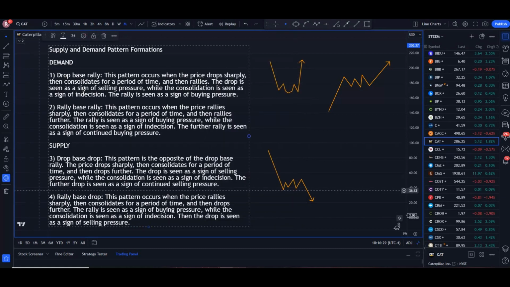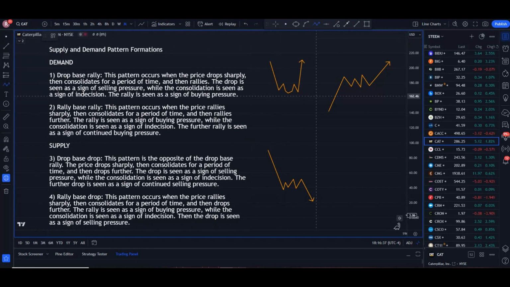The pattern occurs when the price rallies sharply, then consolidates for a period of time, then drops further. So the rally is seen as a sign of buying pressure. The consolidation is seen as a sign of indecision. Then the drop in price is seen as a sign of selling pressure. These are the four formations.